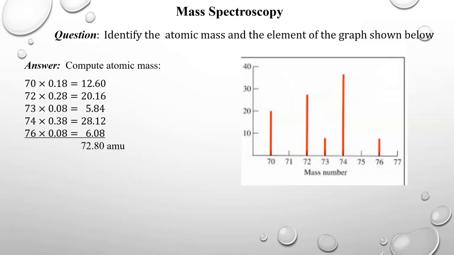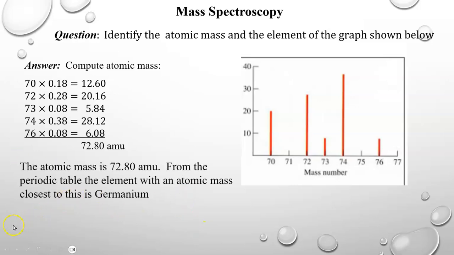So this is called a weighted average. So you multiply those percentages times the mass numbers, and the atomic mass is 72.8 AMU. From the periodic table, the element with an atomic mass closest to this is germanium.